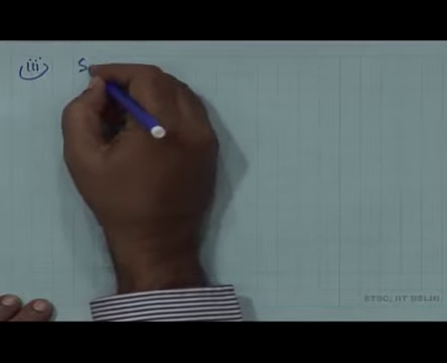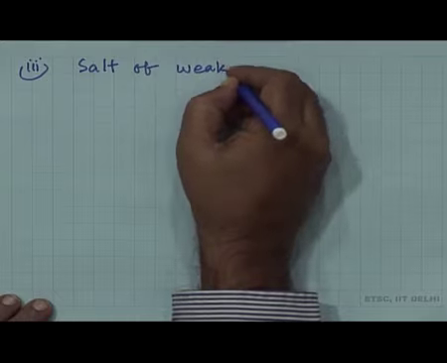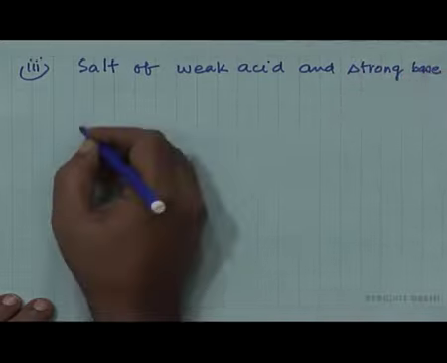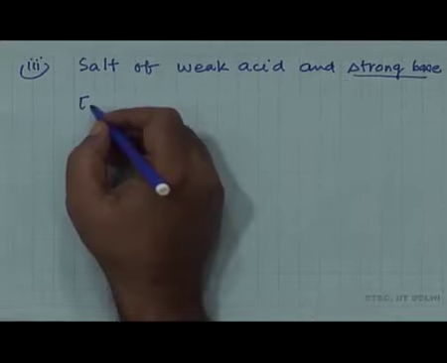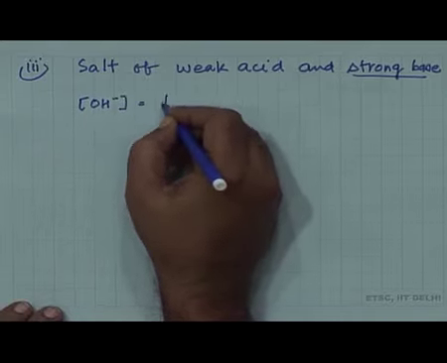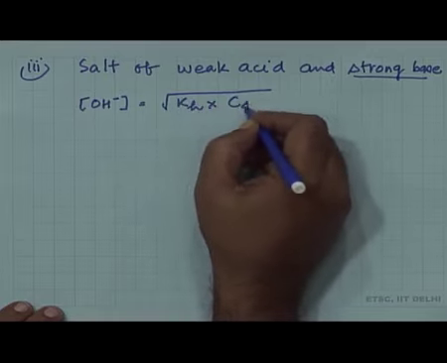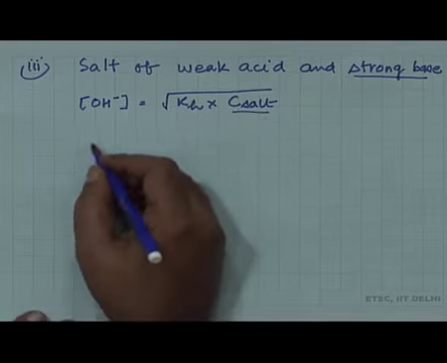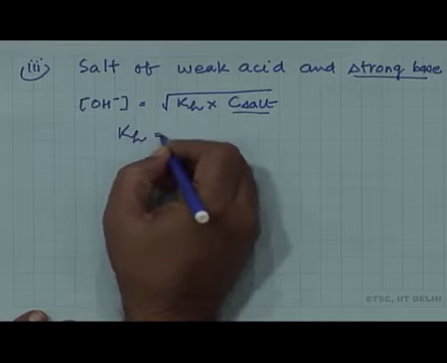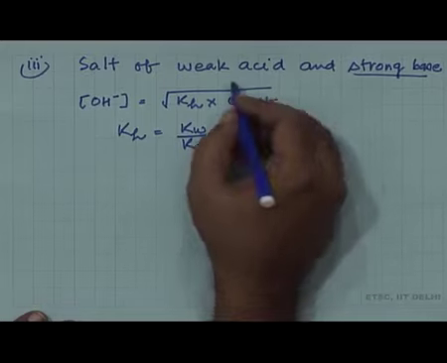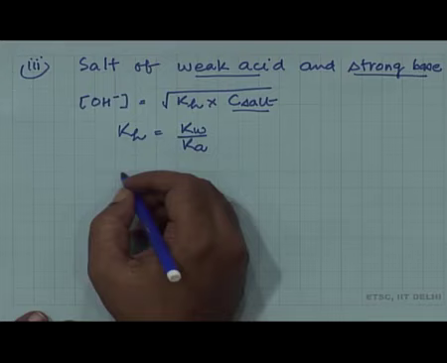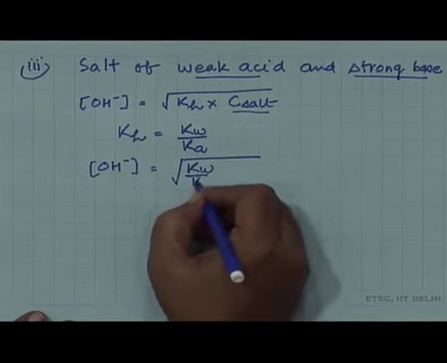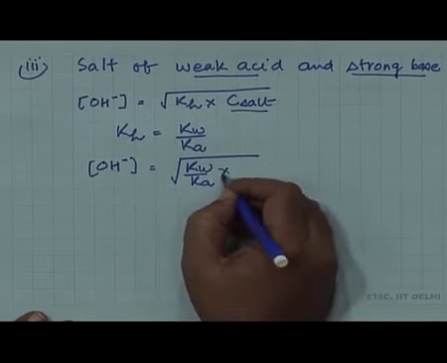Third, salt of a weak acid and strong base. Since this is a salt of a strong base, we will start with the OH minus ion concentration, and the OH minus concentration will be given by root under Kh into C salt. Kh is the hydrolysis constant of this salt and this is the concentration of salt, and Kh in this case will be given by Kw by Ka, since this is a salt of a weak acid. So the OH minus ion concentration is equal to root under Kw by Ka into C salt.